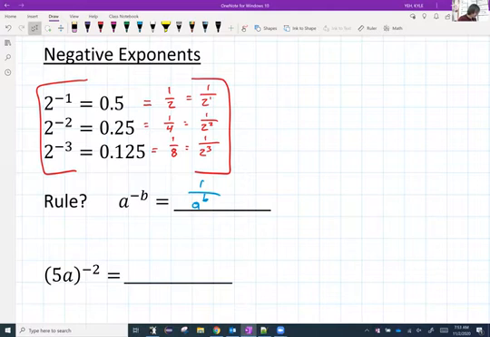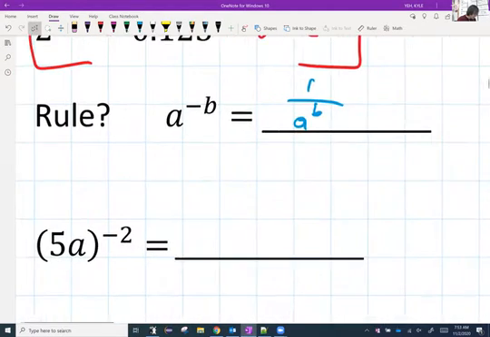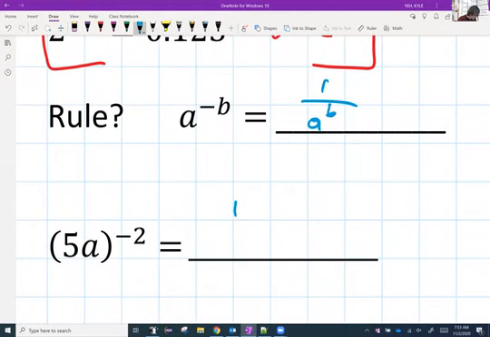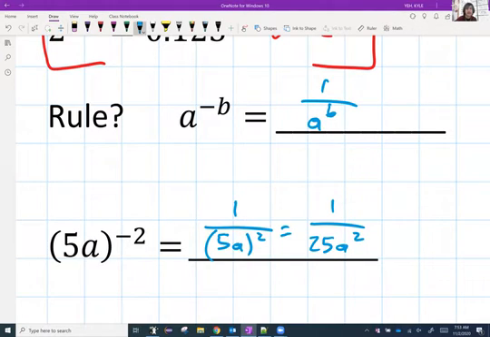5a all to the negative second. Well, when I see that, one of the first things I'm going to do is say, well, that's 1/5a to the positive second. Once I put it down in the denominator, it's no longer negative, it's just positive second. So 1/5a squared. And we can do that. 5 squared is 25. a squared is a squared. And there's our answer. 5a to the negative second is 1/25a squared.